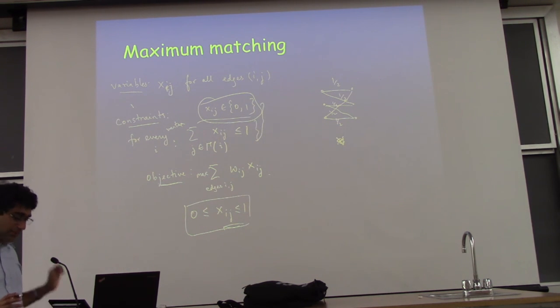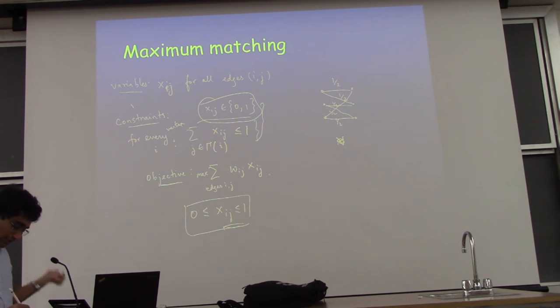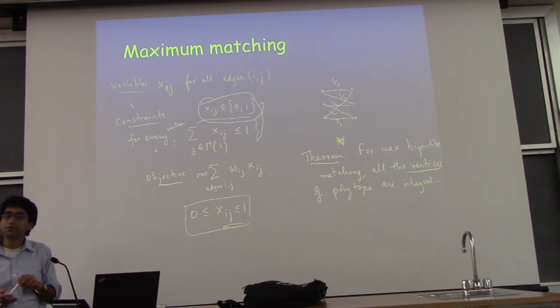Okay? But in the case of maximum matching, it turns out the theorem, which is a somewhat non-trivial theorem, not very difficult but somewhat non-trivial, is that for maximum bipartite matching, all the vertices of this polytope are actually integral. So is the statement clear?